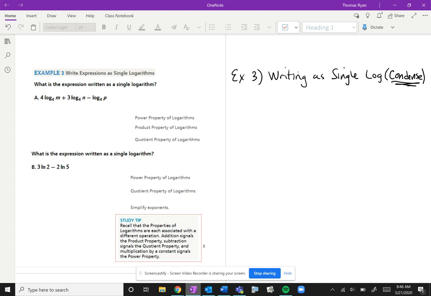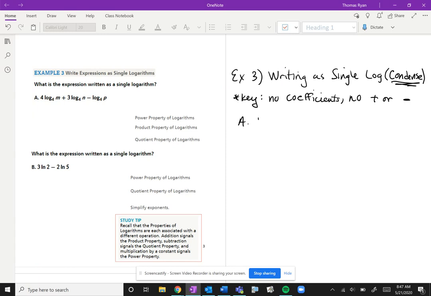So the keys with condensing, let's just write down the main key for condensing: you have no coefficients and you have no addition or subtraction. Because if you're going to condense something into a single log, you can't have your expressions separated by a plus or a minus. And we also don't want things expressed with like 4 times something, because then that implies there's multiple logs there. We want it condensed into one single log. So this is our key: no coefficients and no plus or minus. And I like to take these things one step at a time.